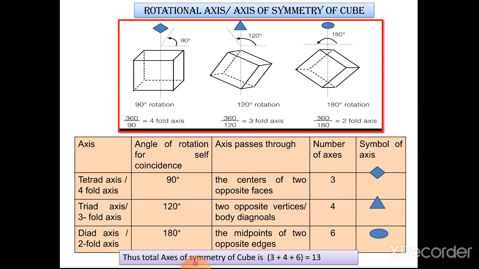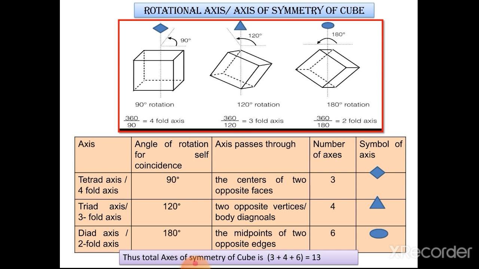Next to that is the diad axis. In the case of the diad axis through a cube, it passes through the midpoints of opposite edges. Again, one important thing here is that if we consider the axis passing through the midpoints of two opposite edges, then it is observed that in one complete rotation of 360 degrees the crystal will achieve congruence 2 times. Means after each rotation of 180 degrees the crystal is in its self-coincident position.